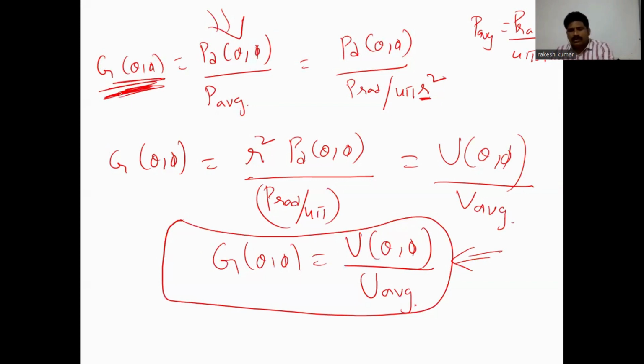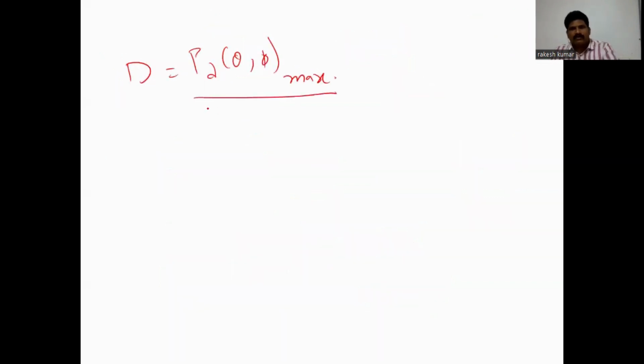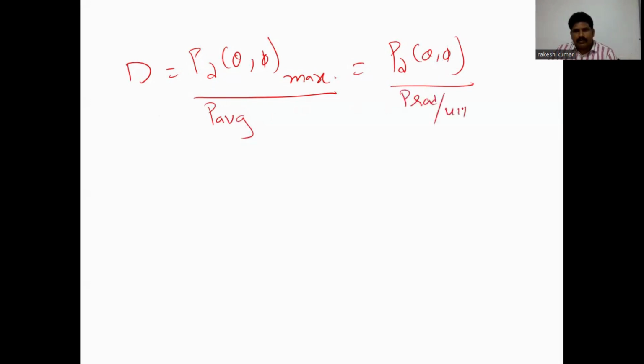Similarly, I will express the same thing for directivity. What is the formula for directivity? The only difference is that for PD of theta comma phi, here I want to write max. Whereas in gain I am not writing max, here I am writing PD max by P average. And P average is P radiated by 4 pi r square.